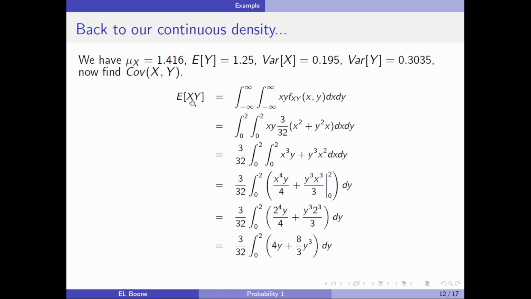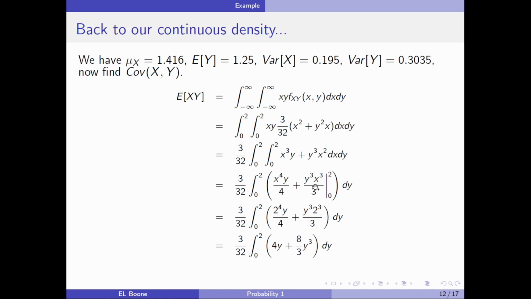So here I've got it broken down into pieces. It's a double integral now because we have two variables, dx, dy, and then we plug in the density. We pull out the 3 over 32. I'm going to push in all of the x and y into here. So x squared becomes x cubed y. Y squared x becomes y cubed x squared by pushing that in.